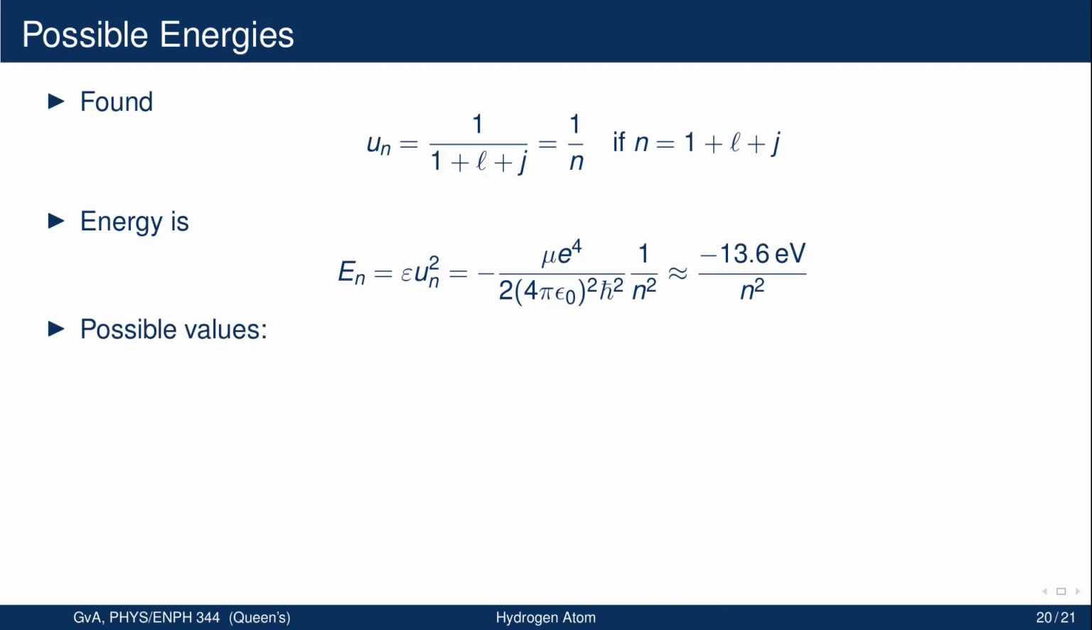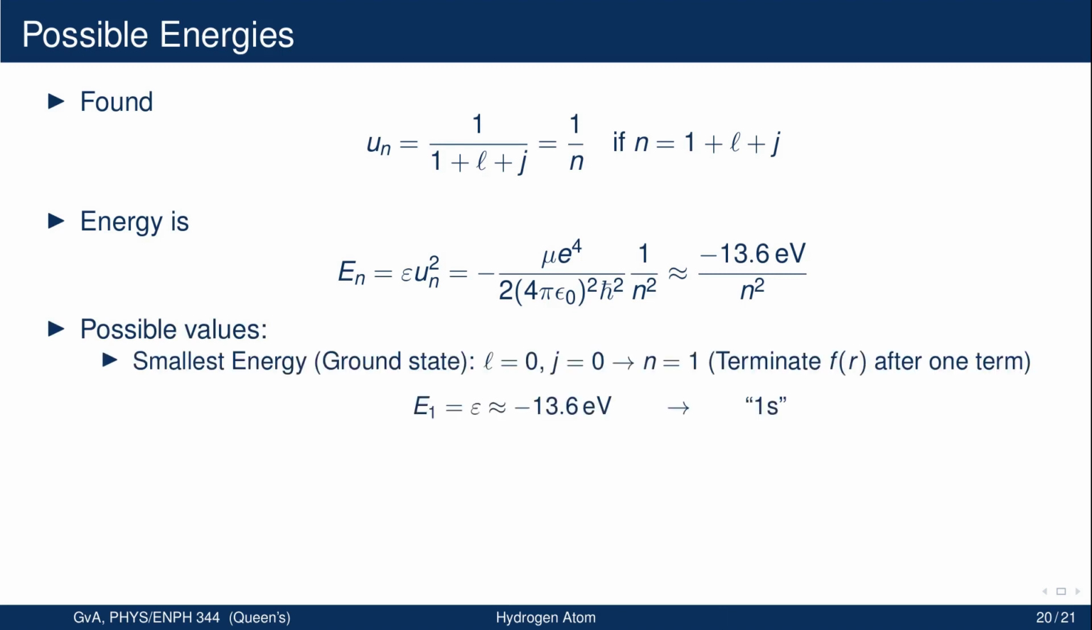Next, we can work out the possible values for the energy. The smallest energy corresponding to the ground state occurs when L equals 0 and we terminate the series for F after one term. That corresponds to n equals 1, and the n equals 1 state energy is just epsilon, which is minus 13.6 electron volts. In chemistry, people refer to this as the 1s state.